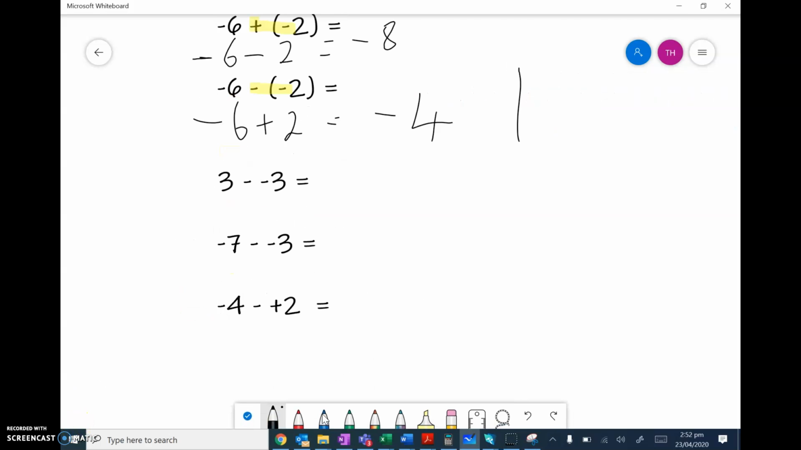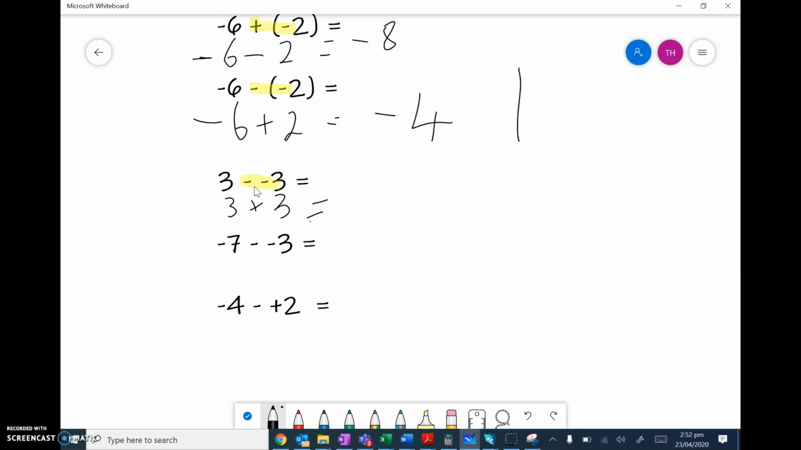Okay, so just to finish off, I just wanted to do a couple more. This one, 3 minus negative 3. There is a negative and a negative next to each other. Minus and negative are just the same thing, they're just in a slightly different place. So I've got two negatives here, so that becomes a plus. So I've got 3 plus 3.